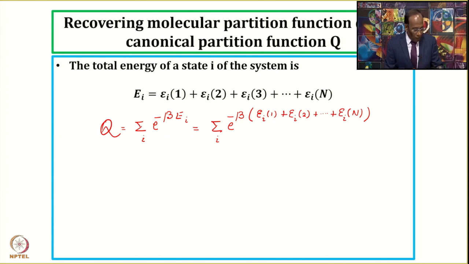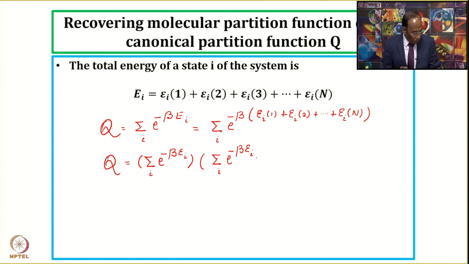So now I can allow this summation over individual states. Mathematically, it is allowed to write this as the summation over i of exponential minus beta E_i, multiplied by the summation over i of exponential minus beta E_i. I am not writing 1, 2, 3, etc. now, because that was just for the sake of understanding. And this will continue up to n times. And again, I will write the summation over i of exponential minus beta E_i. Now, it is over the individual molecular states.